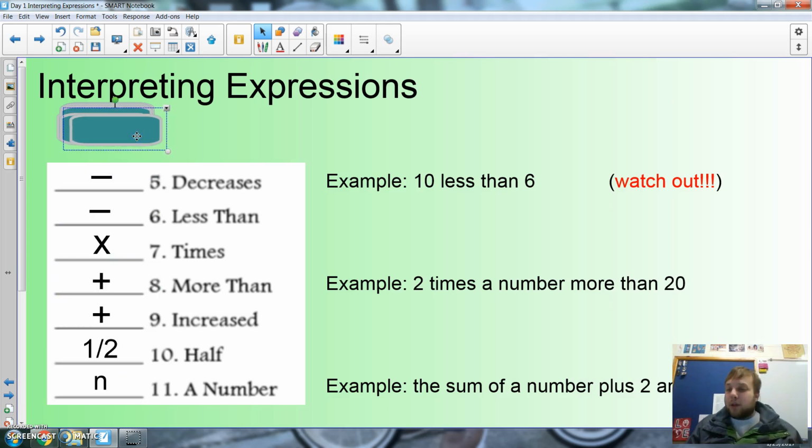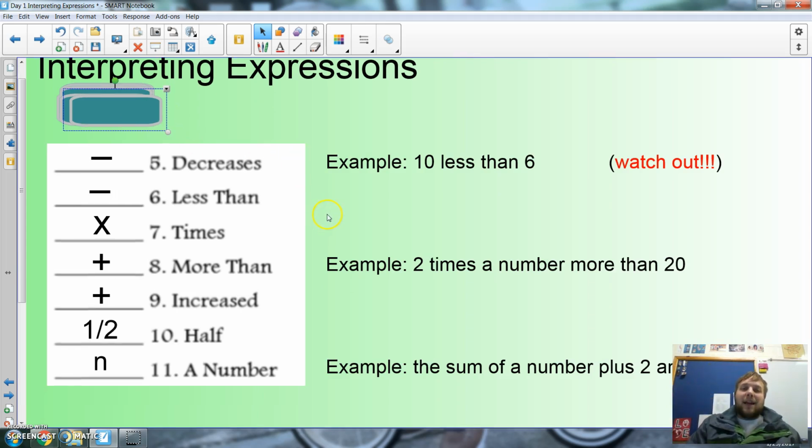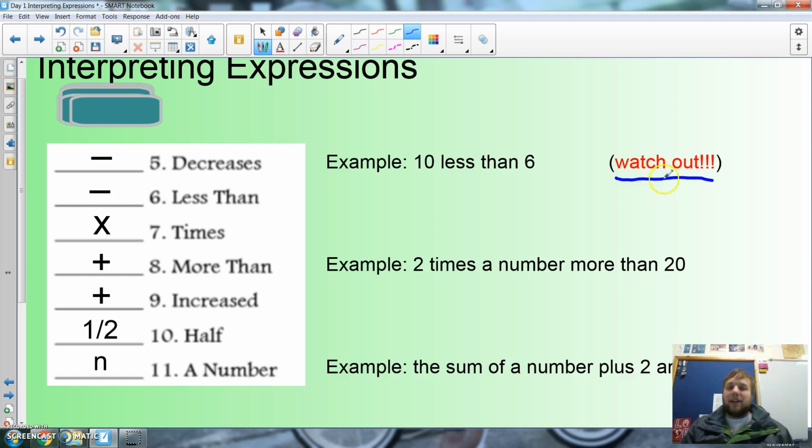We usually put n in, but you could put x, y, z, whatever kicks and giggles you might have. All right, so let's do this. Now, I put this one on here because it's a watch out. You've got to be really careful. This is the only one that you really have to be careful about, and it's less than. Because when it says 10 less than 6, we like to say 10 minus 6.